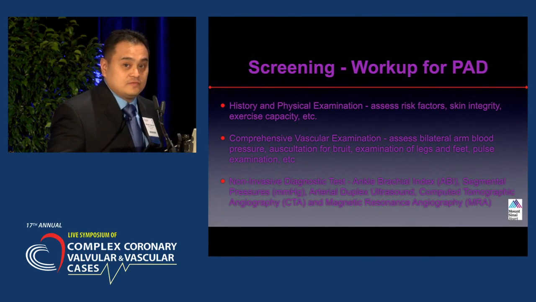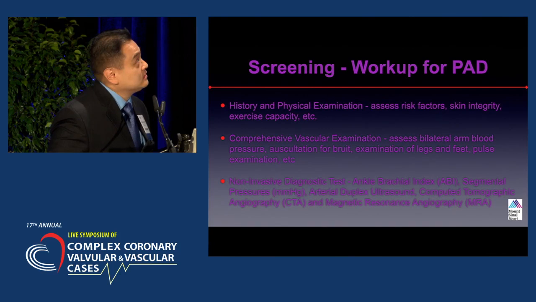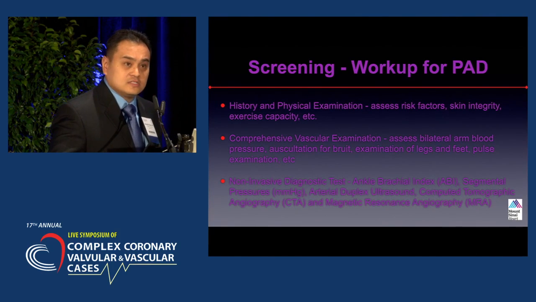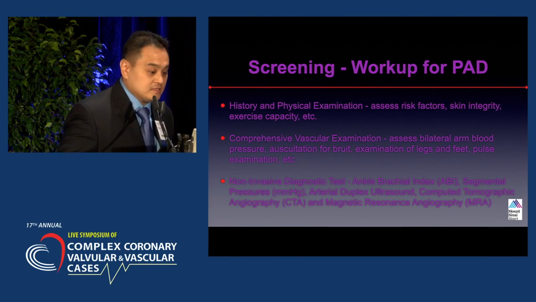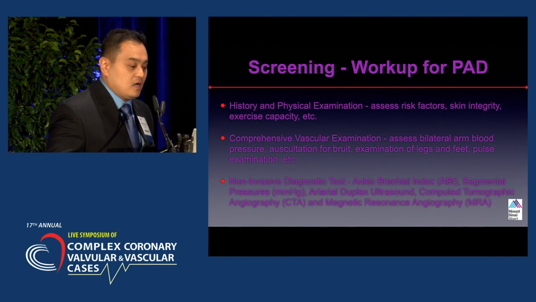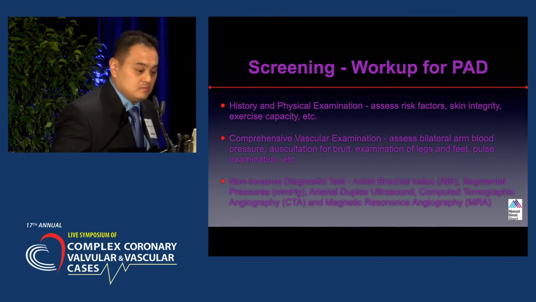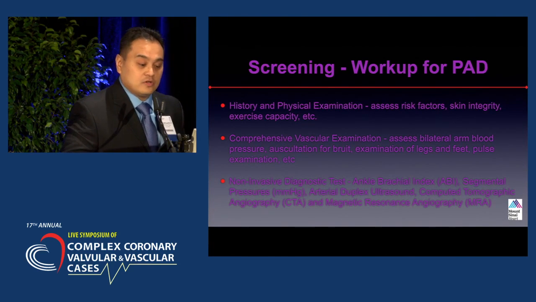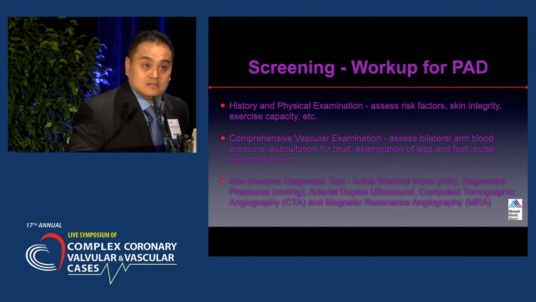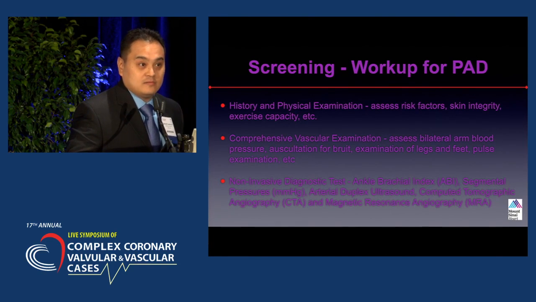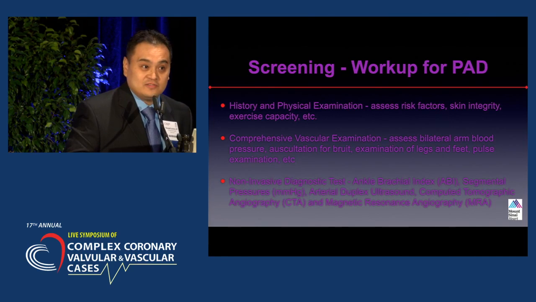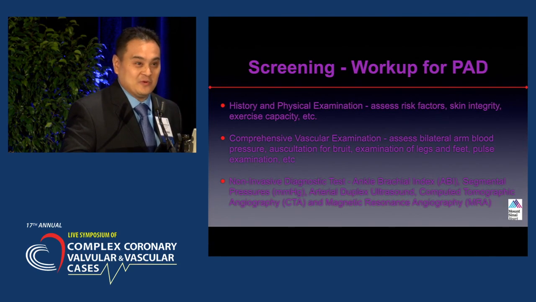The way we ascertain that information basically is a good history and physical, assessing risk factors, the skin integrity, exercise capacity, also a comprehensive vascular examination: assessing bilateral arm blood pressures, auscultation of bruits in the carotids, examination of the legs and feet, and basically pulses. And when I say examination of legs and feet, unfortunately, we have to take the socks off to take a look and see what's going on.